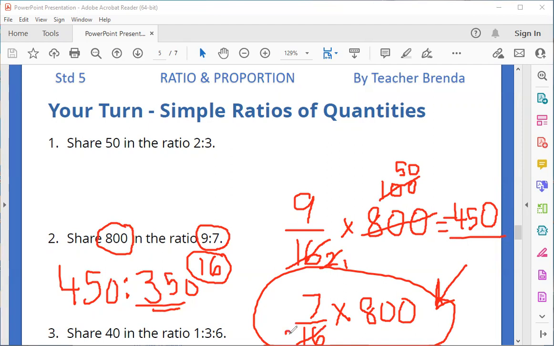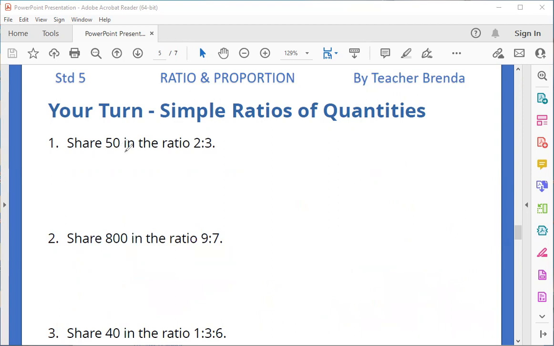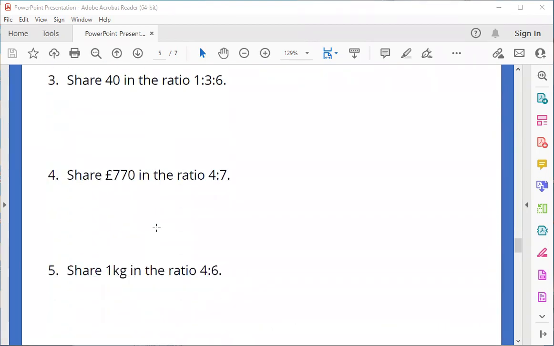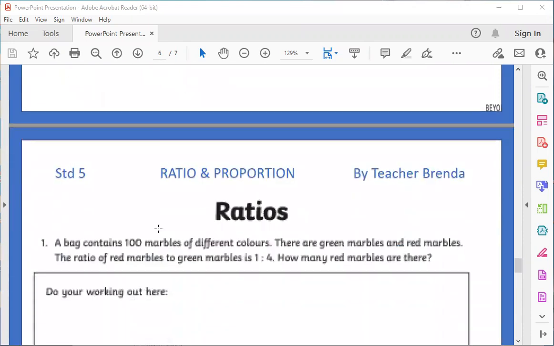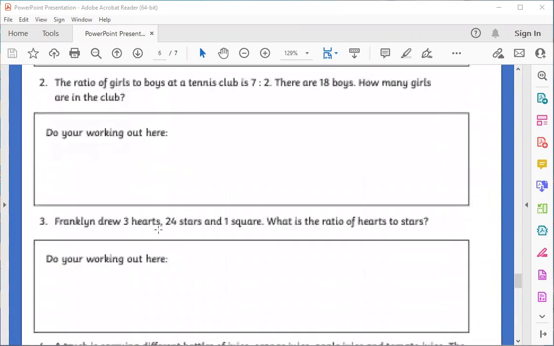So how? This is 2. 16 divided by 8 is 2. And this will be 100. Again, this will become 50 and this will become 1. So 7 times 50, see, I told you, 350. Got it? Now, I hope you understand how to do questions related to ratio. All right. Now, let's go on to see more questions.